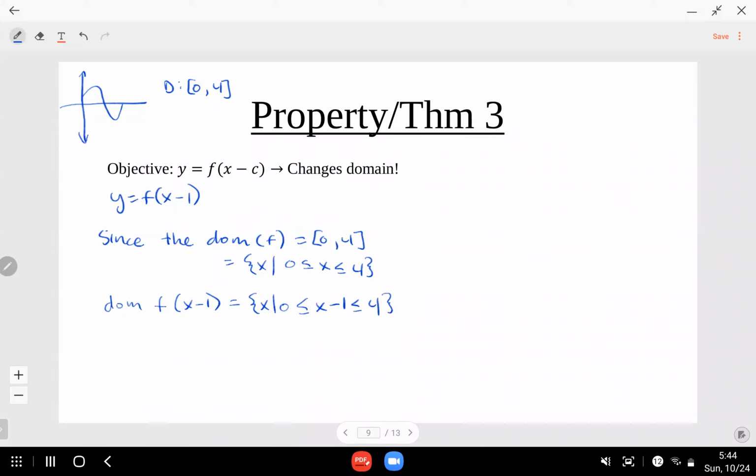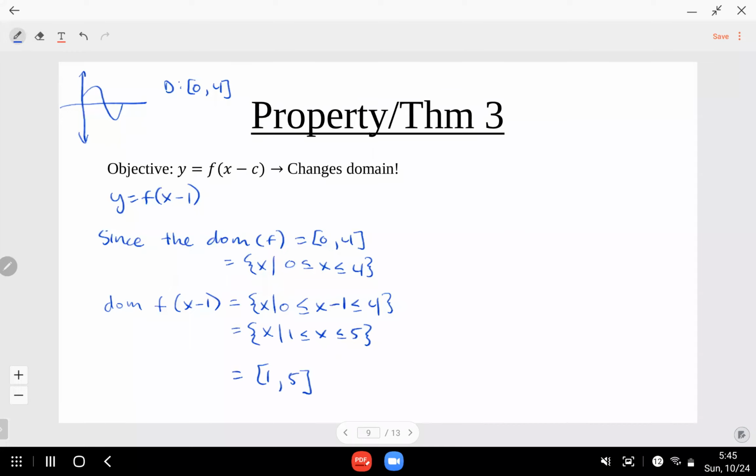Since the domain of f equals 0 to 4, and we can put it in this notation here, then we can also put the domain of f of x minus 1 in here, right? We can also do that. And if you solve this, you can find that it's going to be 1 to 5. So our new domain is 1 to 5, inclusive. So it changes the domain.